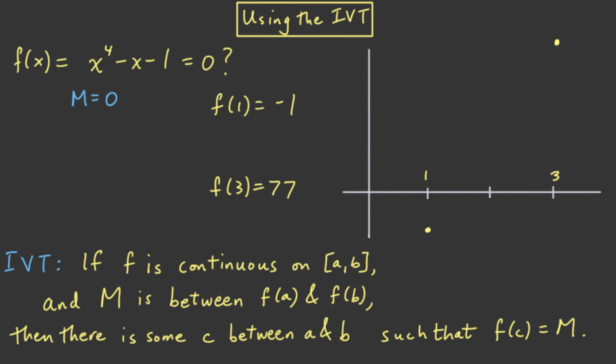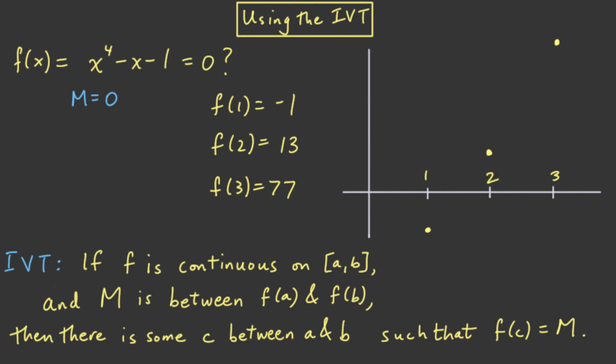Now, we don't know where this root is exactly. The intermediate value theorem only tells us that it's somewhere between x equals 1 and x equals 3. If we want to narrow it down, we could try plugging in something like x equals 2. If we take f of 2, that's 16 minus 2 minus 1, that's 13. So that's up here. And applying the intermediate value theorem again, that means that for sure we'll have at least one root between x equals 1 and x equals 2.